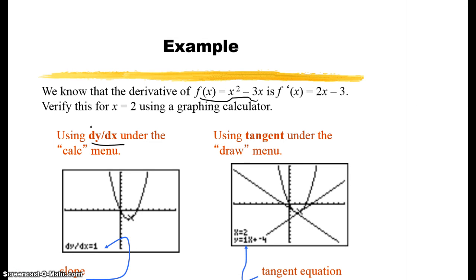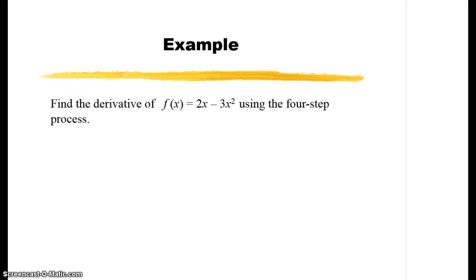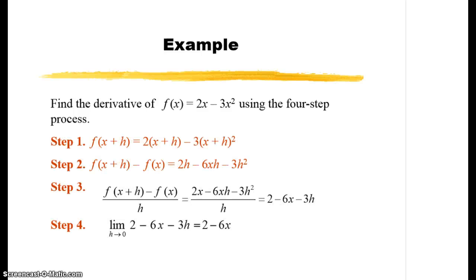Dy dx, by the way, that's another notation for f prime of x. It's called Leibniz notation after a mathematician named Leibniz. So that's how you get that the derivative is 1 using your calculator. It's the slope of the tangent line. Okay, so anyways, here's another problem to practice using the 4-step process. Once again, do this on your own, then pause the video and check the steps. Make sure you're doing it correctly using the 4-step process.